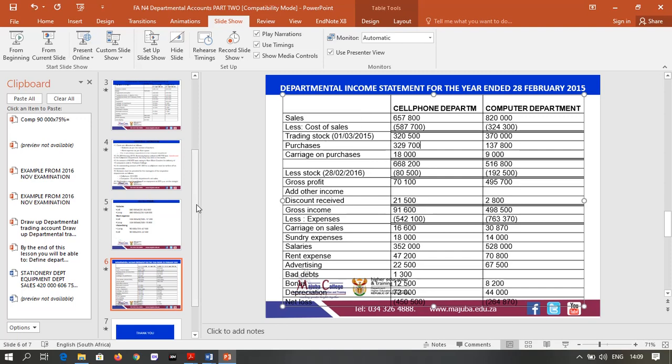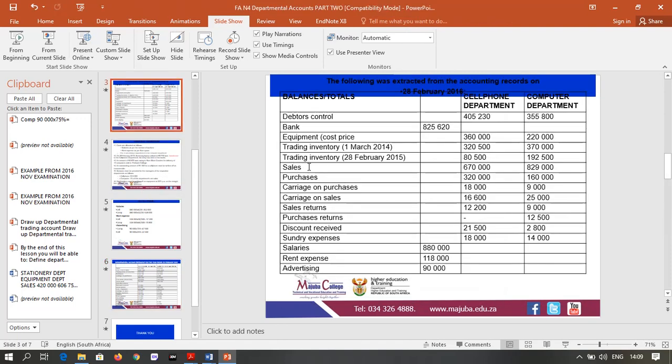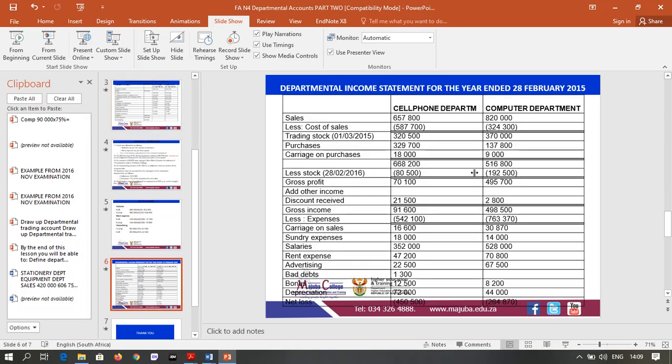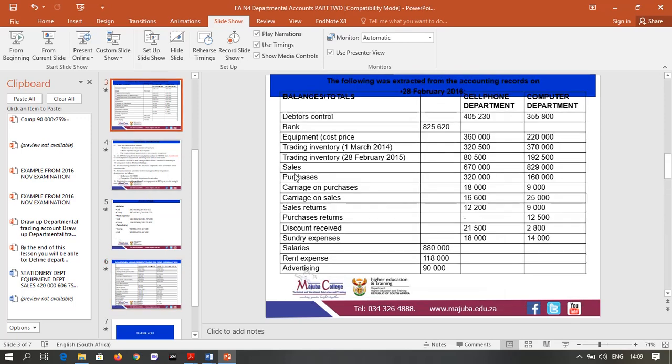We start with the sales. When you go to the given information, you're given the sales. The sales is 670,000 for cell phone. Then before you write this one, you need to check any sales returns. You're gonna say 670,000 minus sales returns, which is 12,200. That gives you the balance of 657,800 for cell phone.